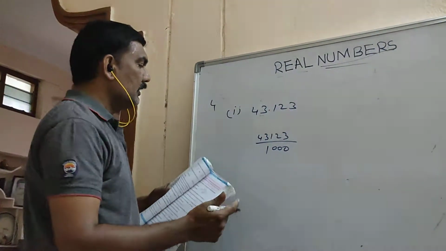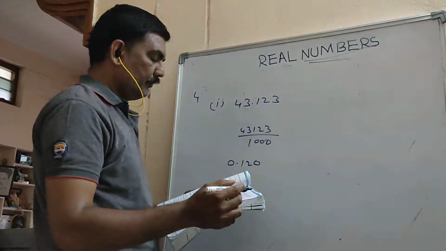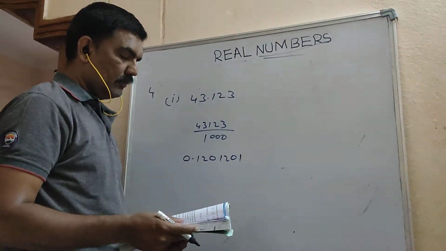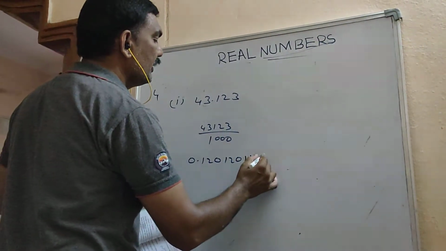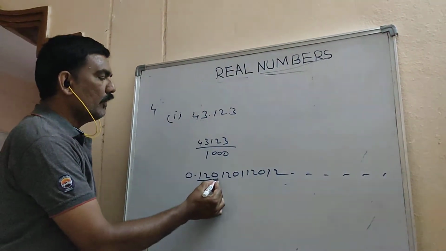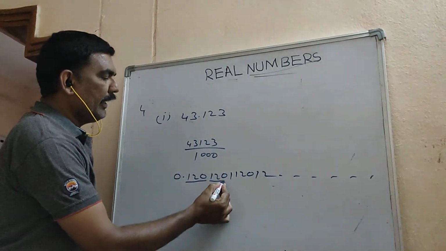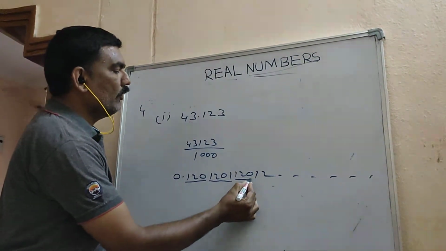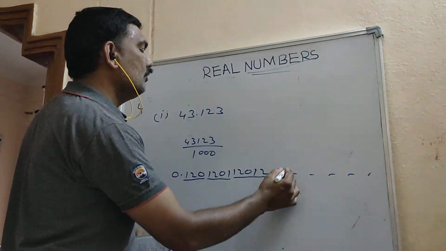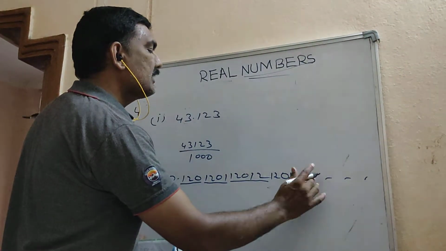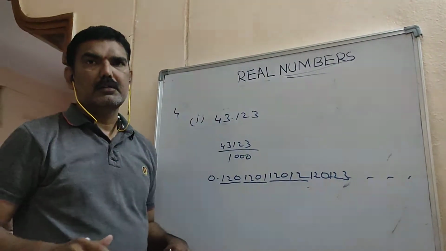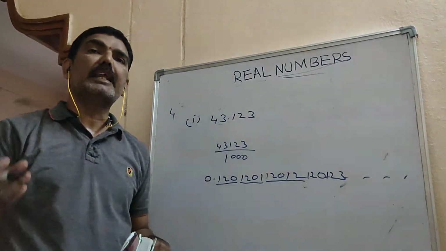Next, the second question is 0.120, 1201, again 12012, etc. See here, 120 came, an extra 1 came, again 1201 came, an extra 2 came. The next number you can guess, 120123. The next number also you can guess, but we can't write this in the form of a bar.